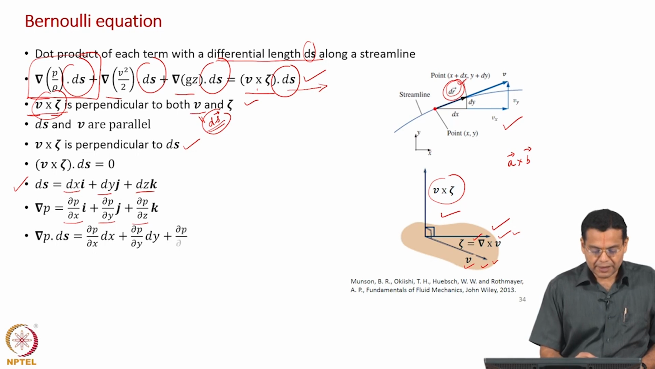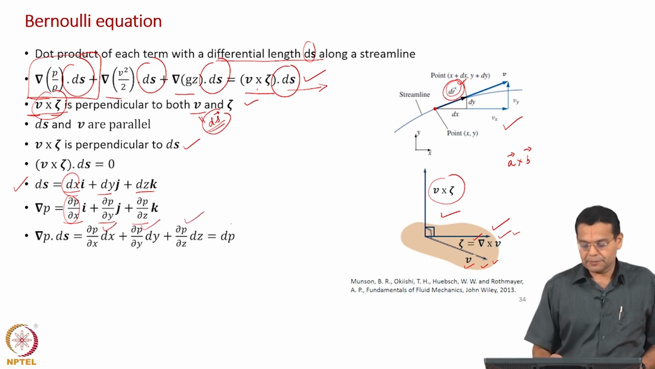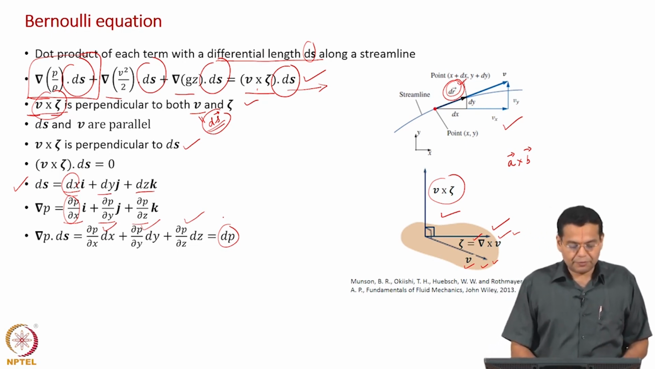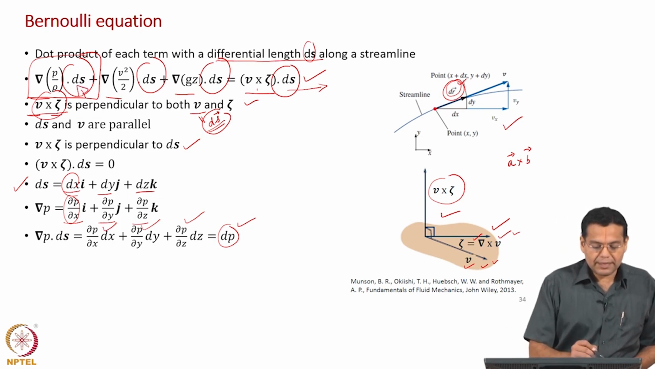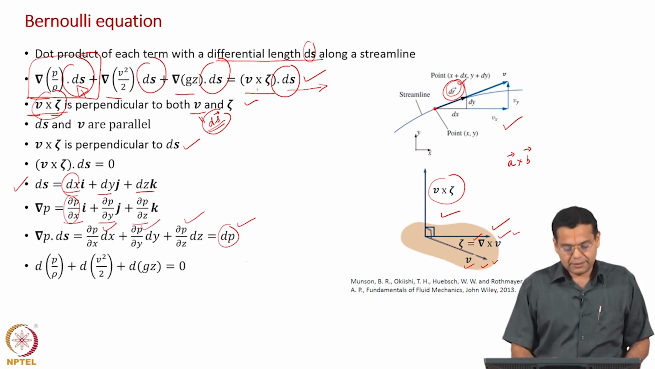What do we get? We have ∂p/∂x dx plus ∂p/∂y dy plus ∂p/∂z dz, which is dp. So, when you take the dot product of the gradient of p with the ds vector, you get dp, which means that for this term you should get d of p by rho. So, the left hand side, the first term becomes d of p by rho, the second term becomes d of v squared by 2, and the next term becomes d of gz, and the right hand side is 0.